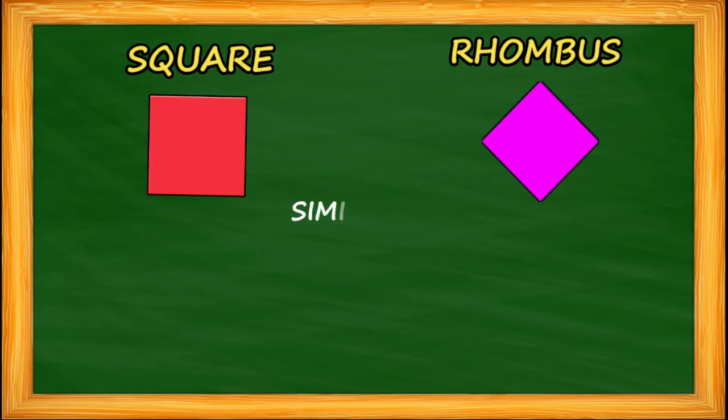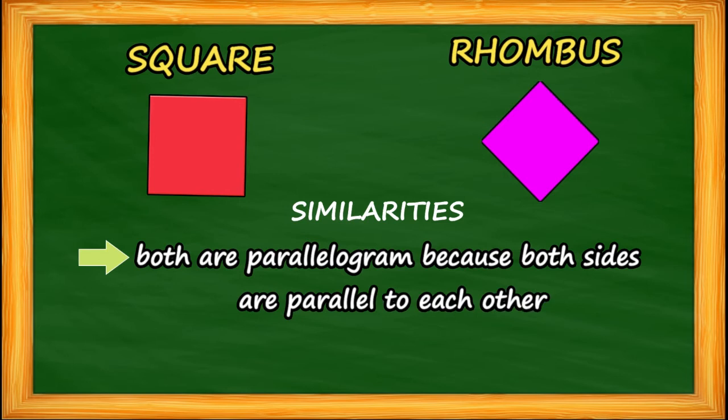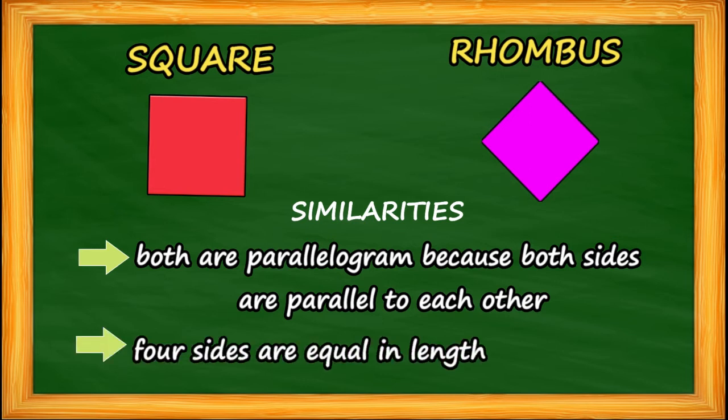What is common between square and rhombus? Both square and rhombus are parallelograms because their opposite sides are parallel. Look at the length of the 4 sides of a square and a rhombus. They are all equal.